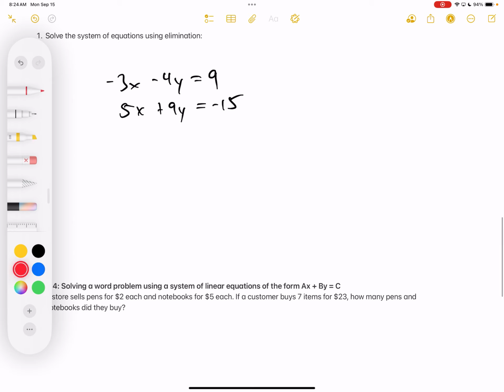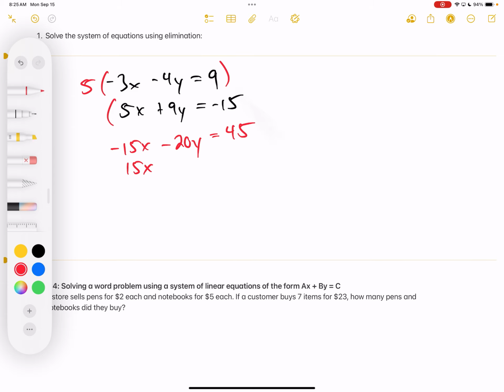So what I need to do is make this one negative 15x and the bottom one positive 15x. I'm making the top one negative because it's already negative. So that's my goal. To do this, I'm going to multiply this one by 5. 5 times negative 3x is negative 15x. 5 times negative 4y would be negative 20y. 5 times 9 would be 45.